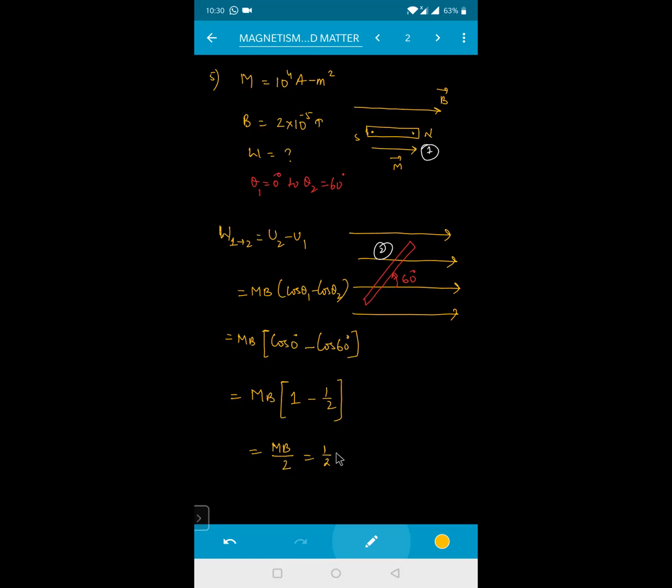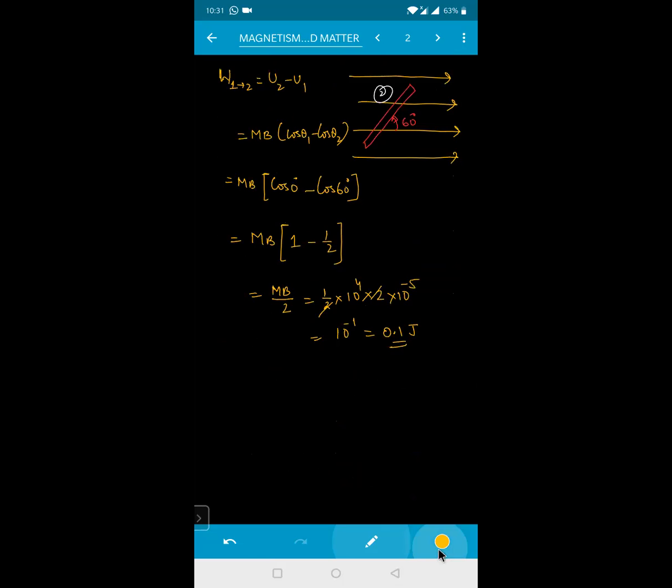So that will be equal to half into magnetic moment, 10 to the power of 4, into magnetic field, 2 into 10 to the power of minus 5. So this 2 and this 2 will get cancelled. This is 10 to the power of 4 and this is 10 to the power of minus 5. That means it will be 10 to the power of minus 1, which means 0.1 joule. Now we got the work done.